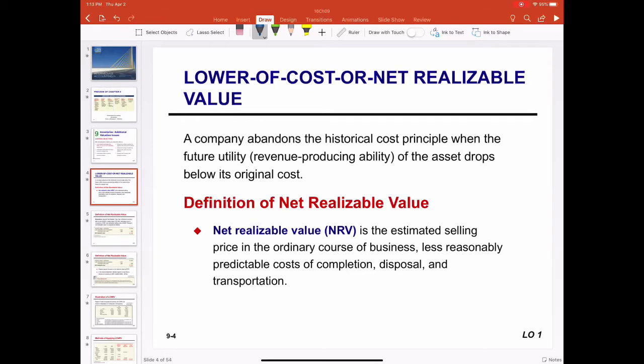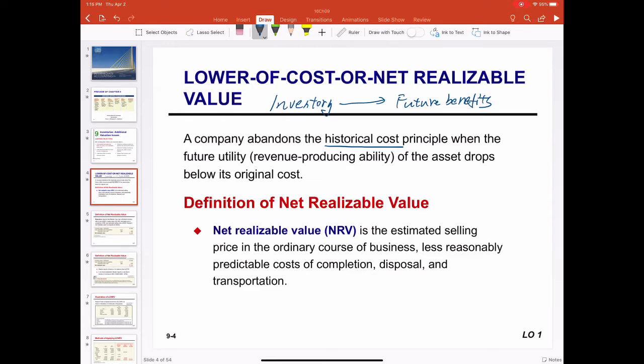In this part, I'm introducing LCNRV, lower of cost or net realizable value. In the prior chapter we learned we generally use historical cost to value inventories. As an asset, inventory value is determined by the future benefits. So what's the future benefits of inventory? Basically, it can be sold to generate revenue, or it can be used as a material in the production to create product and finally generate revenue.